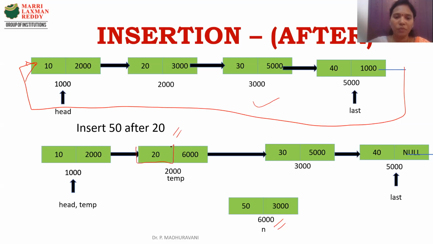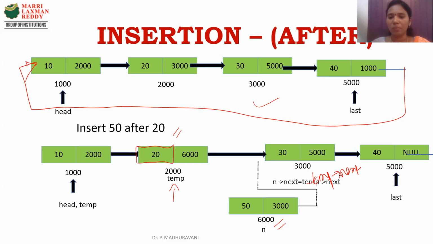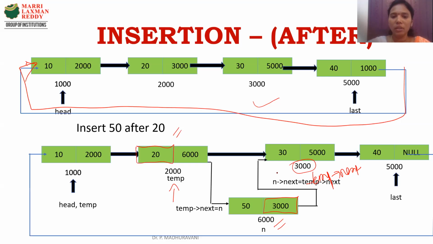Make a search for the element 20, and then that node will be referred to with the name temp. The next node will be referred to as temp arrow next. Now give links between temp, n, and temp arrow next. Simply n arrow next stores the address of temp arrow next, that is 3000, and for the left link, temp arrow next stores the address of n, that is 6000.